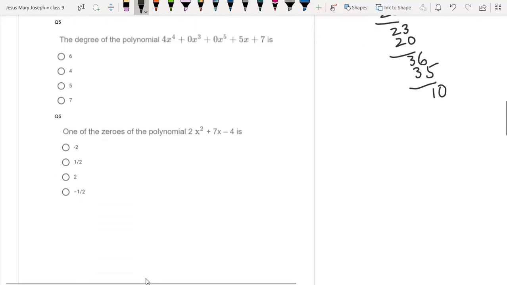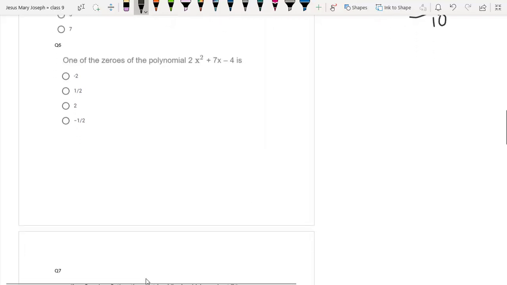The degree of the polynomial: although the maximum power is 5 over here, the coefficient is 0, so this term overall is 0. So we can't consider this term. So we have to see the next maximum, that is 4, and the coefficient is 4. So hence in this case we can take the degree as 4.